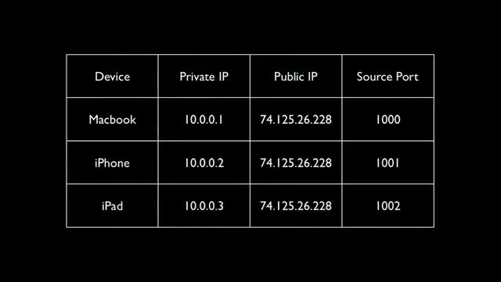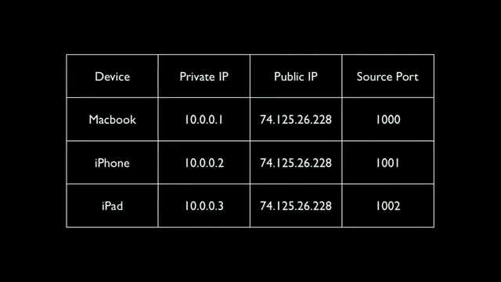So my router has an IP address. And this is going to be a public IP address that's unique to the entire internet, let's say. So I'm just going to say that my router's IP address is 74.125.26.228. I just totally made that up. It's just a random IP address.